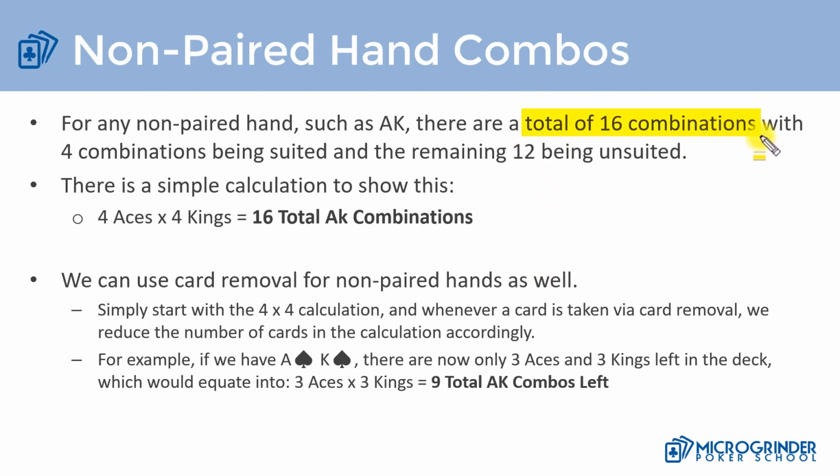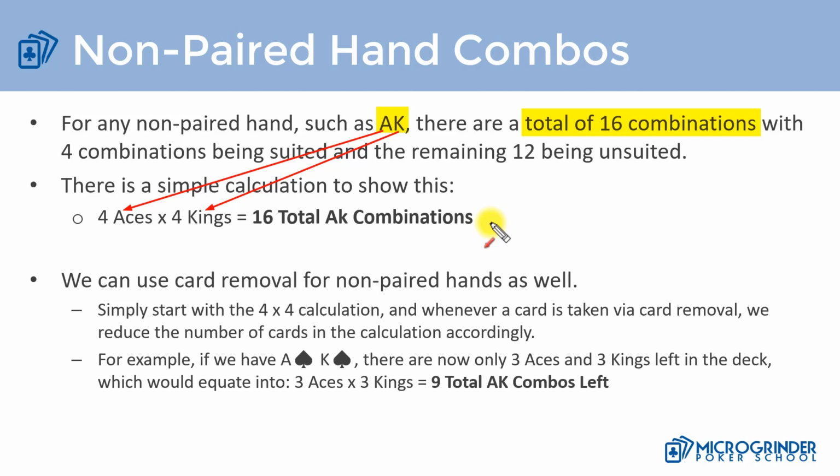So if we think about ace king, with the deck, there are 4 aces in the deck to start with, and there are 4 kings to start with. And so if we do a simple calculation of 4 times 4, that gives us the 16 total combos of ace king. If we think about any non-paired hand, like queen jack, there are 4 queens in the deck and there are 4 jacks to start with. So we do 4 times 4, and that gives us a total of 16 combinations of a non-paired hand.